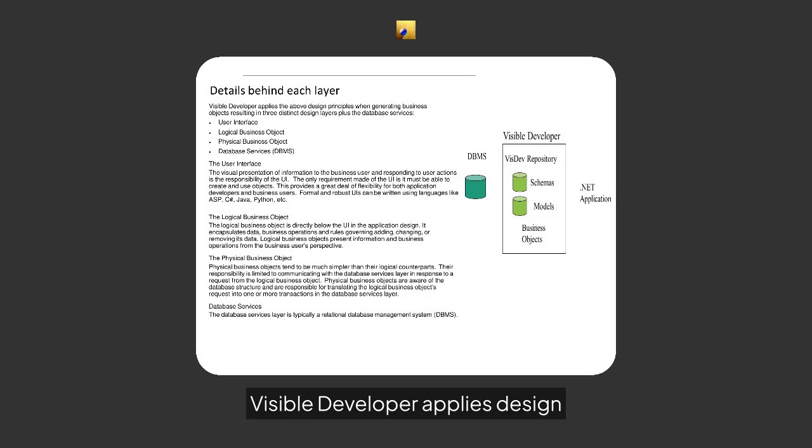Visible Developer applies design principles to create distinct layers: user interface, logical business object, physical business object, and database services. Each layer has specific responsibilities, ensuring a cohesive and efficient application structure. Take notice of the role defined here for each one of the layers.